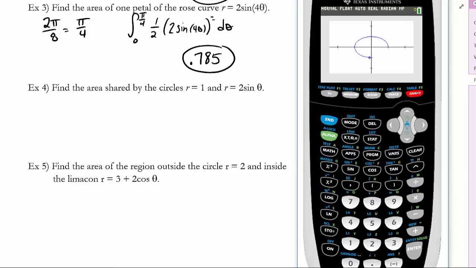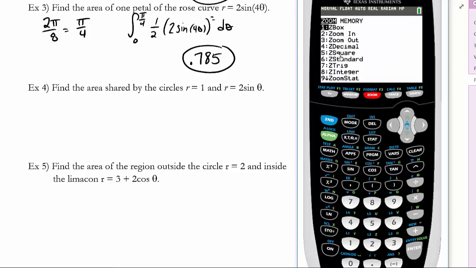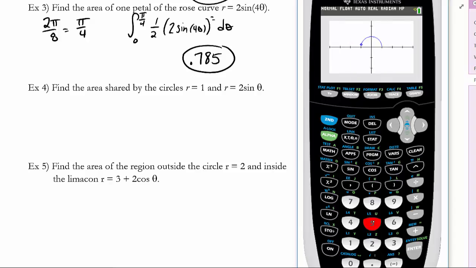Mrs. Viver, that doesn't look like a circle. That looks like an ellipse. Well, if that's bothering you, you can hit zoom square. And zoom square will square it out so that everything looks like it should look in the real world if you had a square viewing window. So look at that. Beautiful. Much better. So we want the area shared by those two circles.